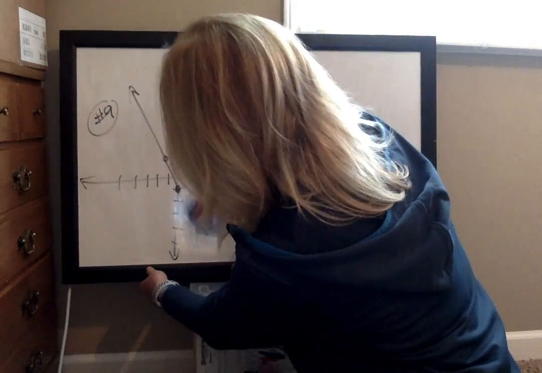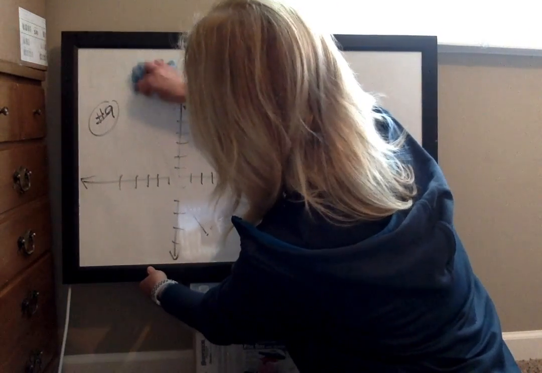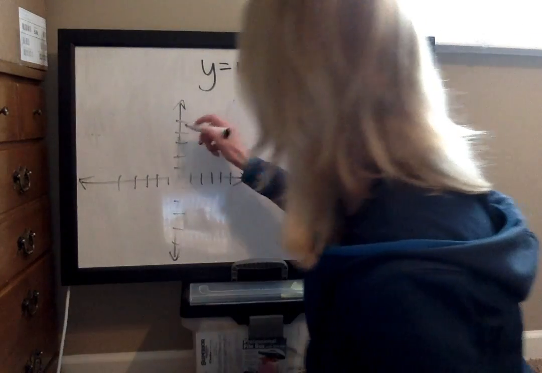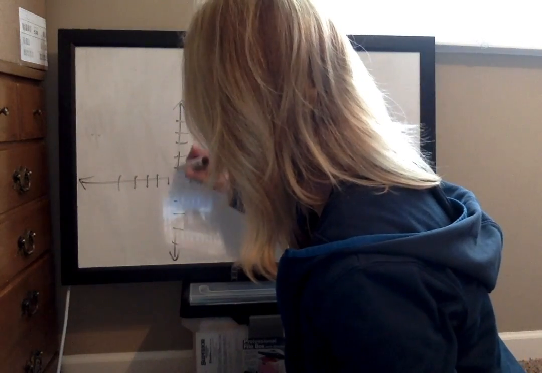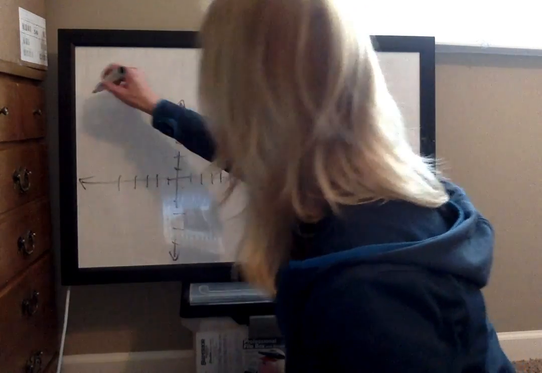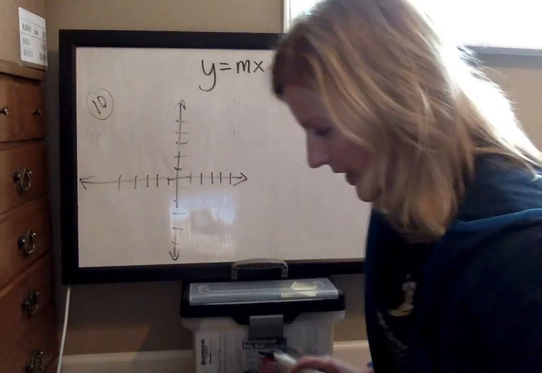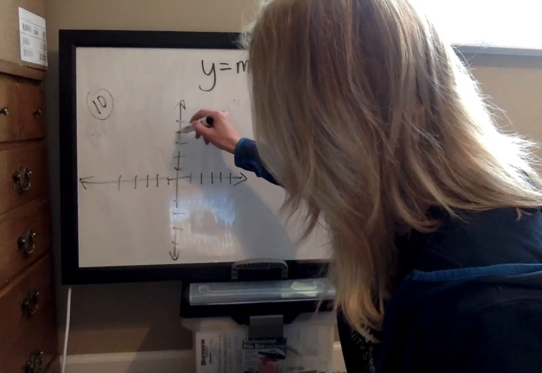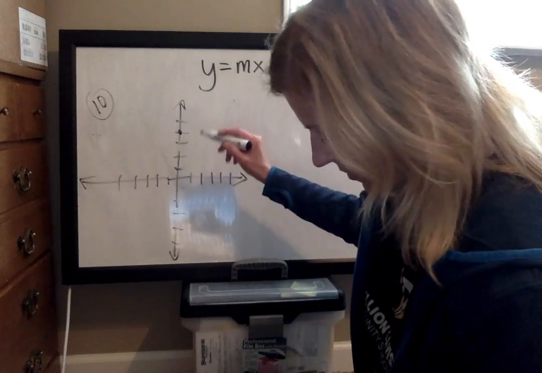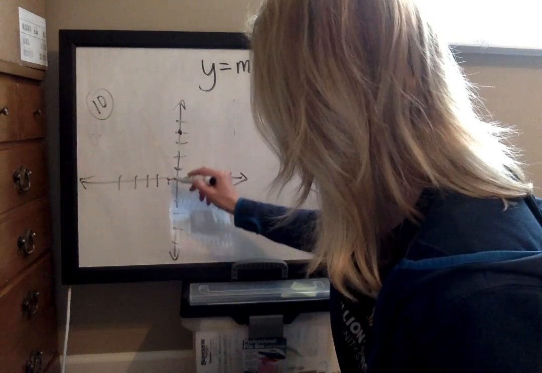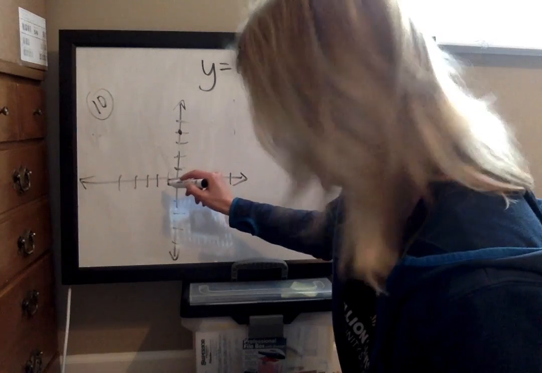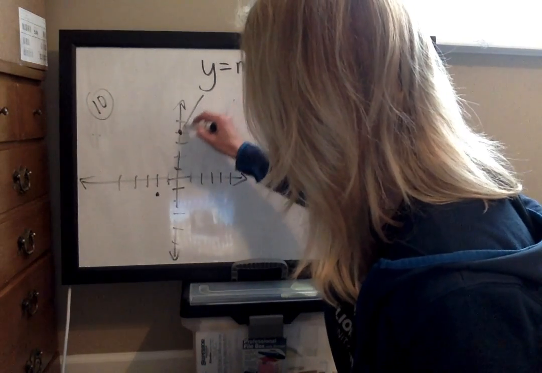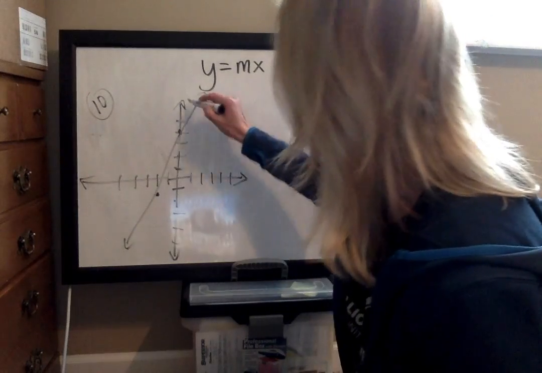So now, let's look at the next one, number 10. Uh-oh. Please, black marker, don't run out on me. Okay, so number 10, your y-intercept is up here at 4. Your line's going to go through up here at 4. And then I see where it crosses the grid right here. So this is how your line should look on your worksheet.